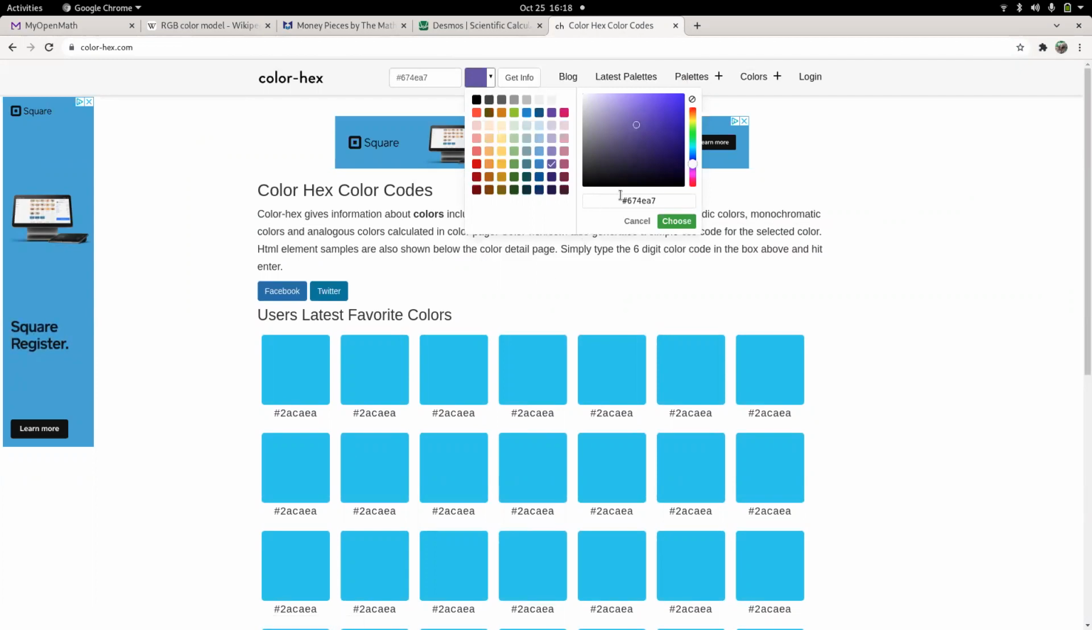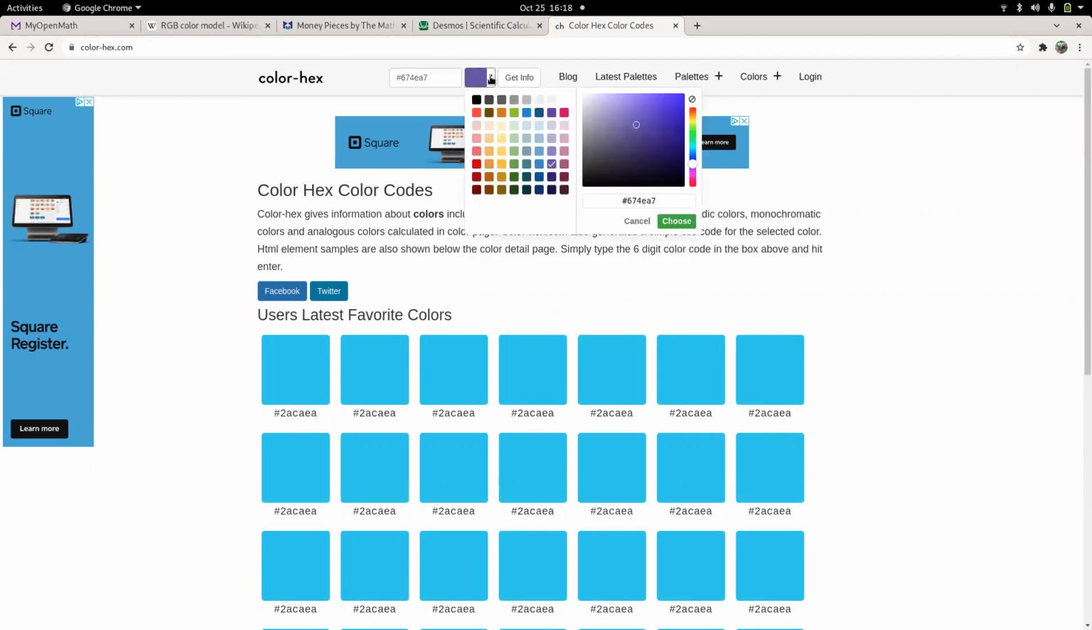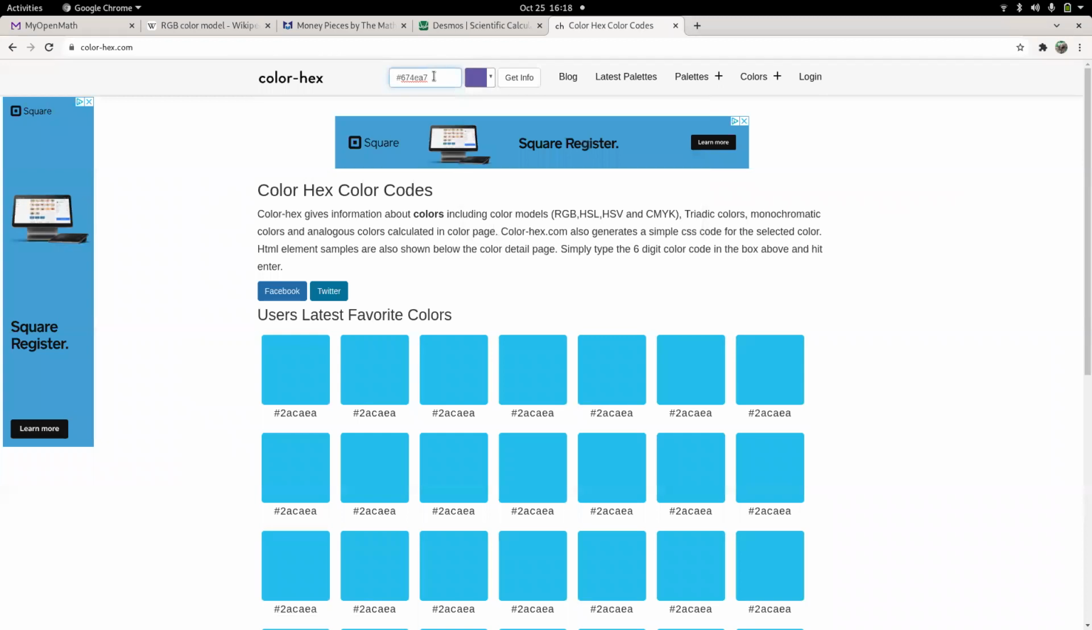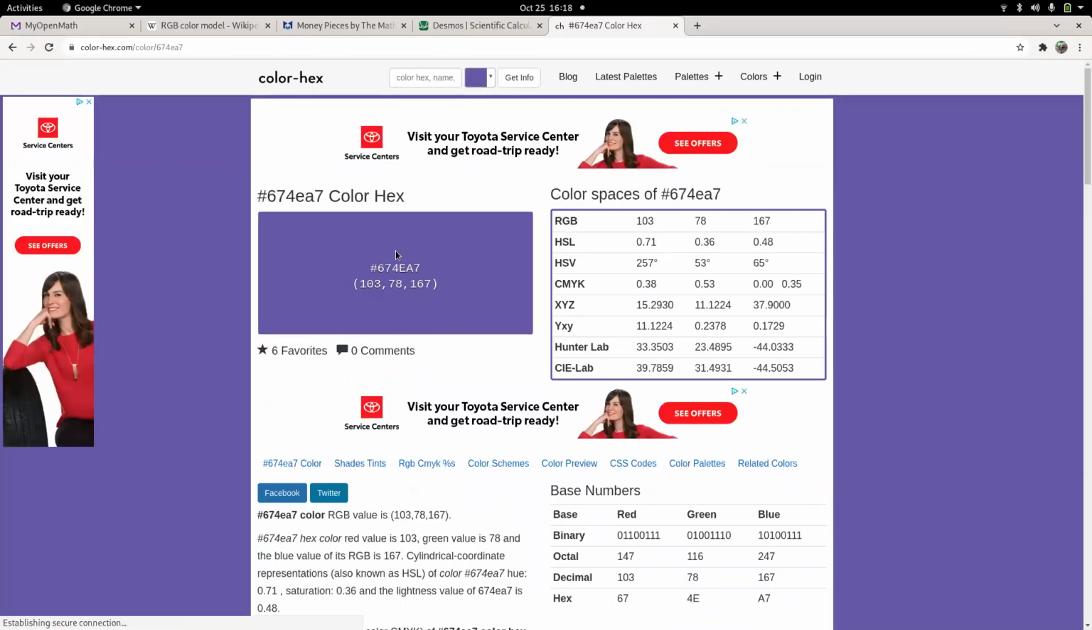Come on, color hex. This is just not behaving at all. Show me the color, please. Really? Okay, maybe if I do that. There we go. Okay, so that's that purple right there. And here's the hexadecimal version.